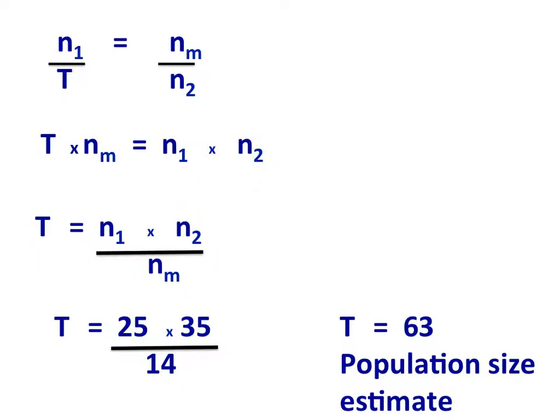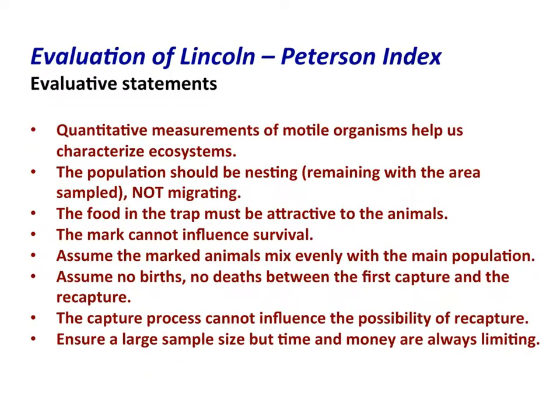Now, I need to note that this is the equation that is frequently given, but I think this equation is more difficult to understand and remember than the proportion that I have given you at the top. Now, if we plug in the numbers, T is estimated at 63 animals, 63 fish in the general population. Now, you need to be able to evaluate the Lincoln-Peterson index.